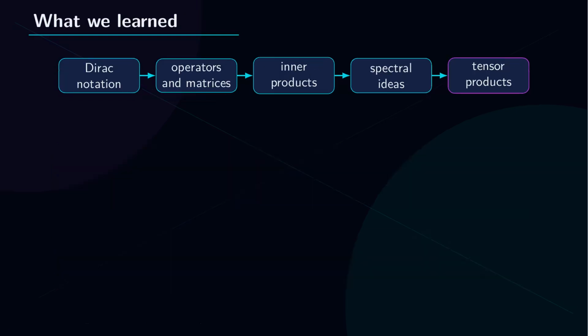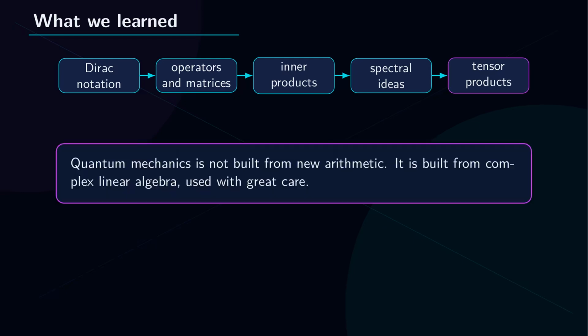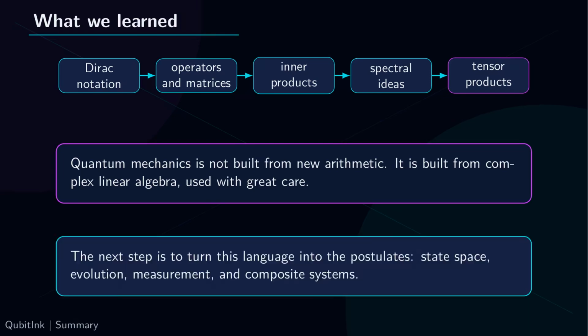The main ideas can now be summarized as Dirac notation, operators and matrices, inner products, spectral methods, and tensor products. Quantum mechanics is not built from a new kind of arithmetic. Its mathematical structure is complex linear algebra, used with precise physical rules. The next step is to turn this mathematical language into those rules, the postulates governing states, evolution, measurement, and composite systems.